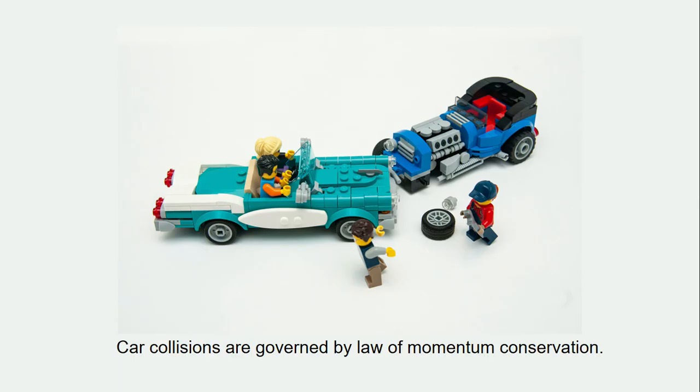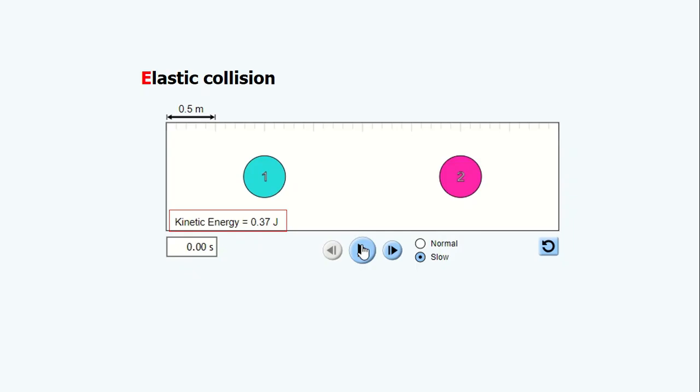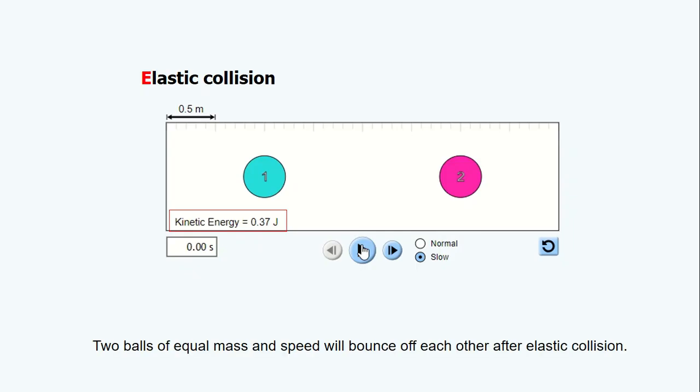Collisions that happen in billiards, baseball, or vehicular accidents are all governed by the same law of physics, the law of momentum conservation. But before I state what it says, let me tell you more about the two types of collisions. Collisions can either be elastic or inelastic. To show you how the two collisions would look like, let's take a look at this simulation.